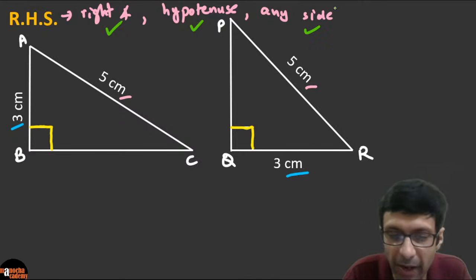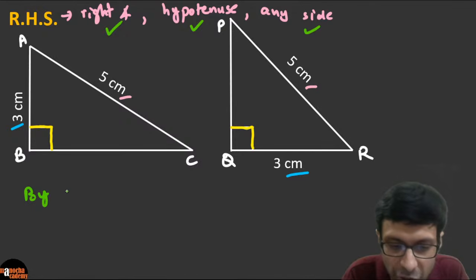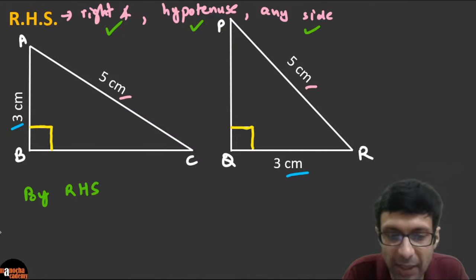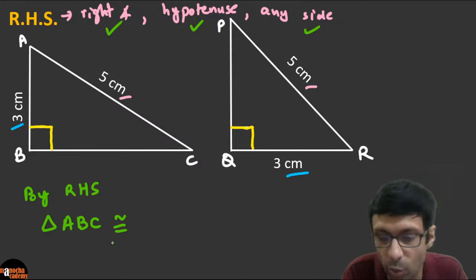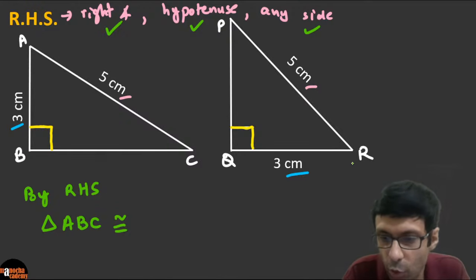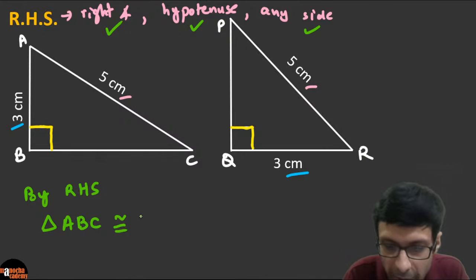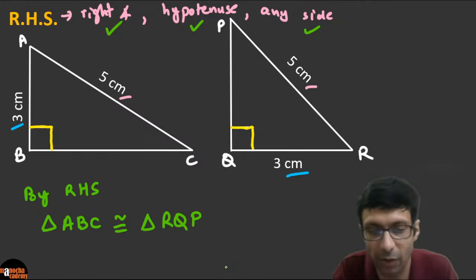So clearly by RHS, because all the 3 criteria are matching, we can see that triangle ABC, again, important to write in the correct order, triangle ABC is congruent to, right? AB is the 3 centimeter side, right? And we are going from AB to this corresponding side, so RQ, right? So triangle RQP is going to be the order. Take a careful look, and the right angle is matching.